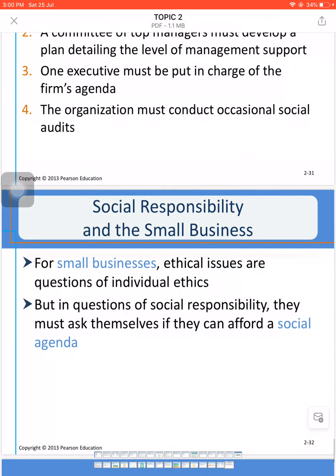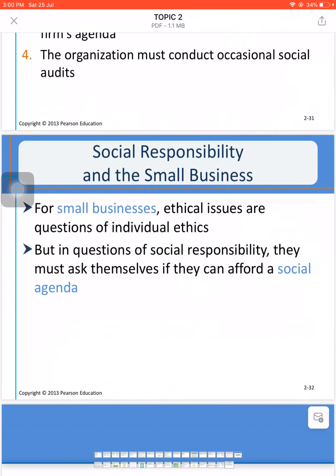Next is social responsibility in small business. Before that, for your information, social responsibility programs must be initiated and also supported by the top management. Ultimately the social responsibility program involves everyone in the organization. Even though the program must be initiated by the top management, everyone has to be involved in the organization.